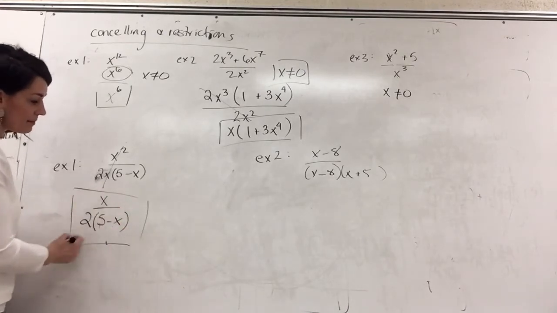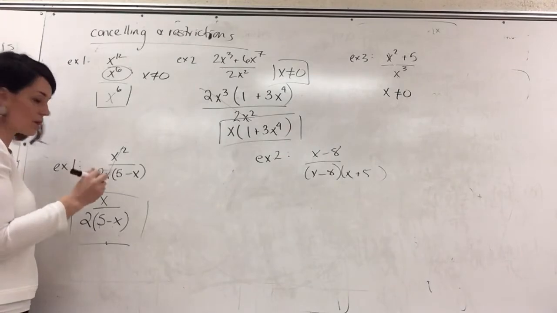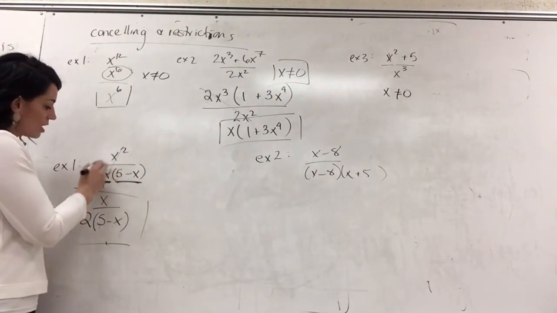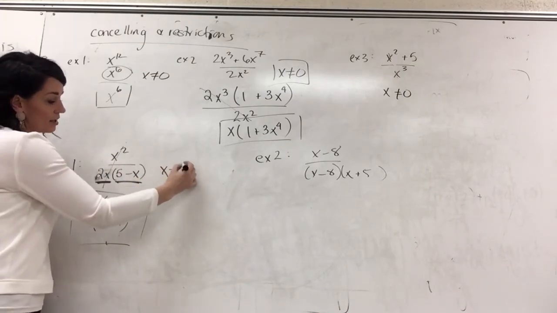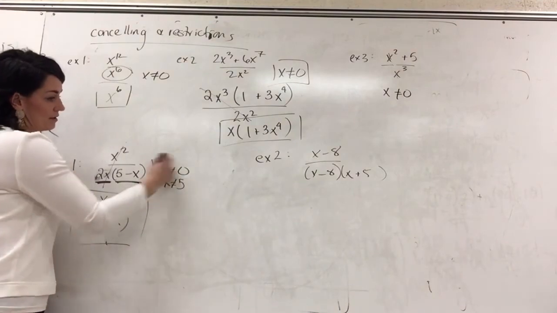Remember, I should always state my restrictions before I cancel. My restrictions are anything that's going to make the denominator 0. When it's factored, I look at it as two pieces. So for this one, 2x cannot be 0, so x cannot be 0. And for this one, x cannot be 5.